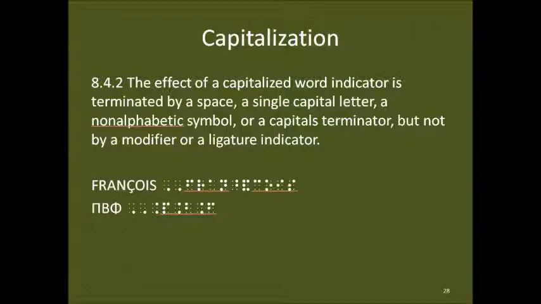When we were reading these rules before, we would come up against again and again "not terminated or affected in some way by a modifier or a ligature indicator." So that's what we're talking about right now. So we have François, we have the capital word indicator, FRAN, and then our cedilla mark there below the C. And then continue on. We don't need to start up capitalized word mode again after that accented modified C, because it's again a unit, it's considered one letter, so that capitalized word mode extends through the modifier.